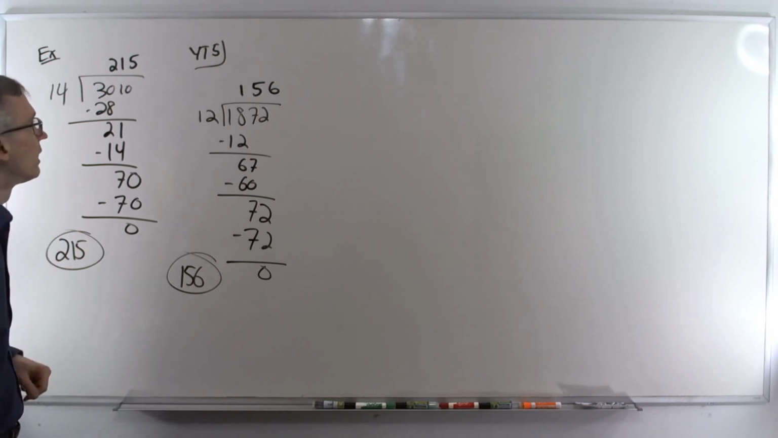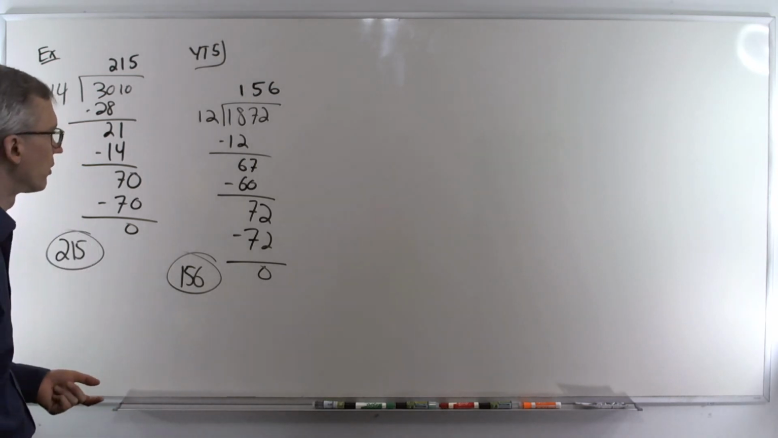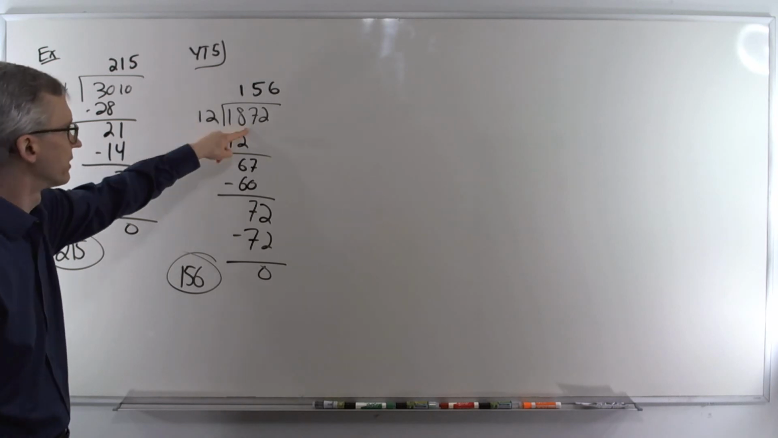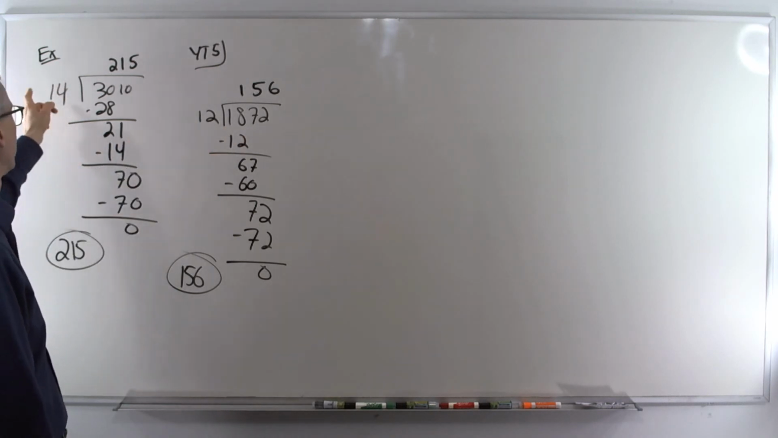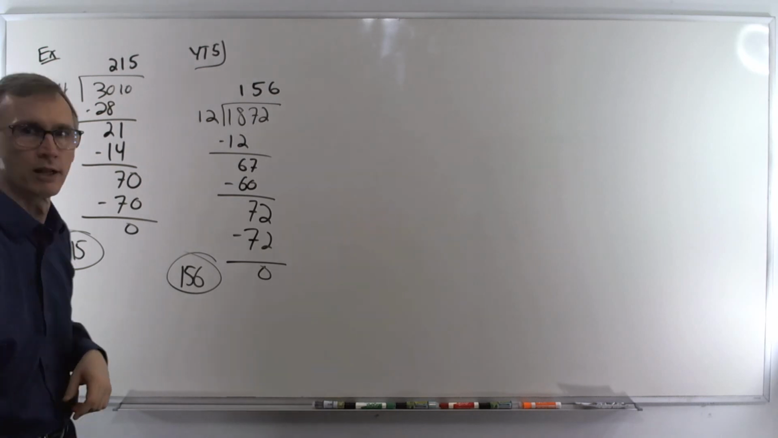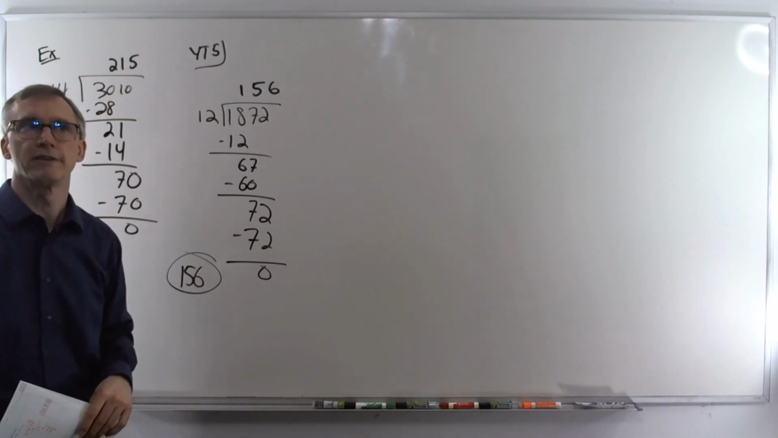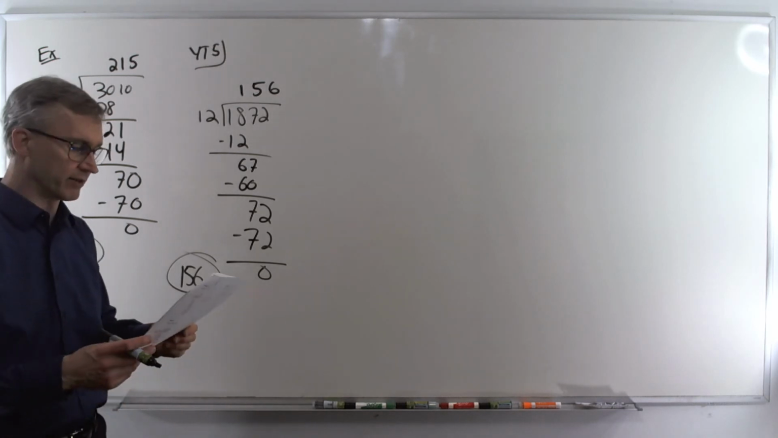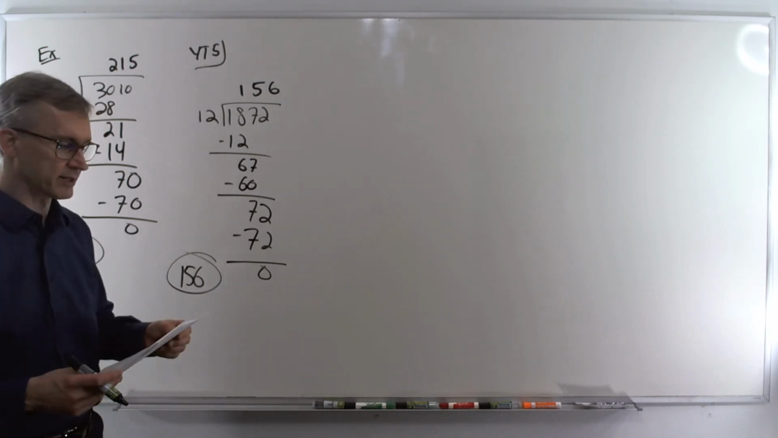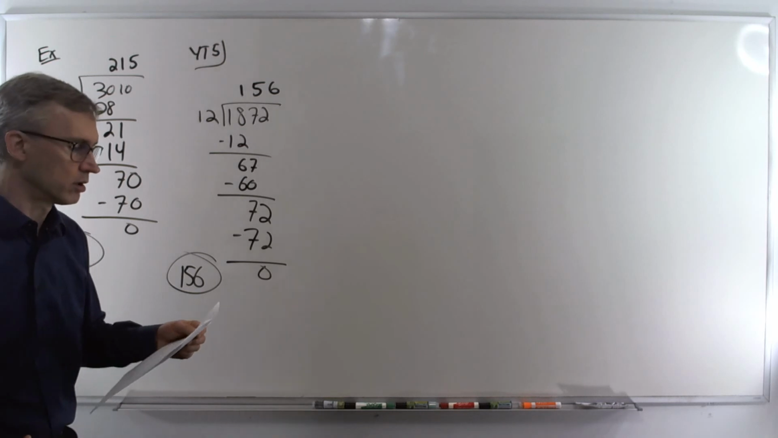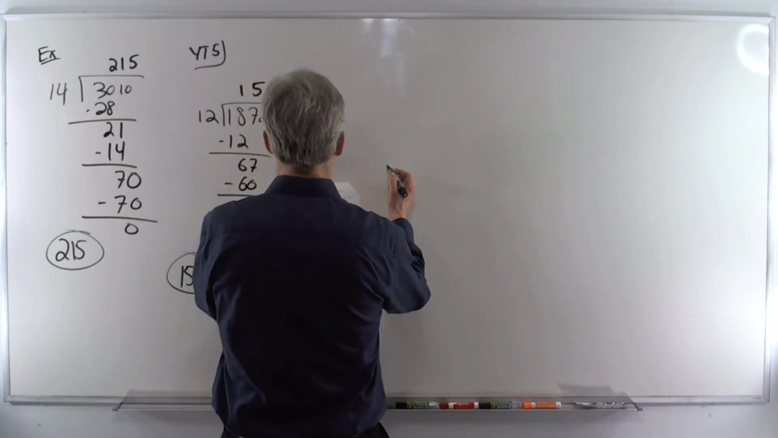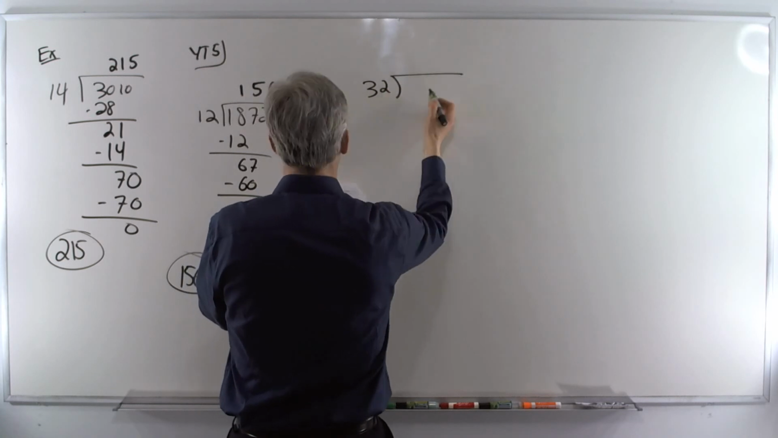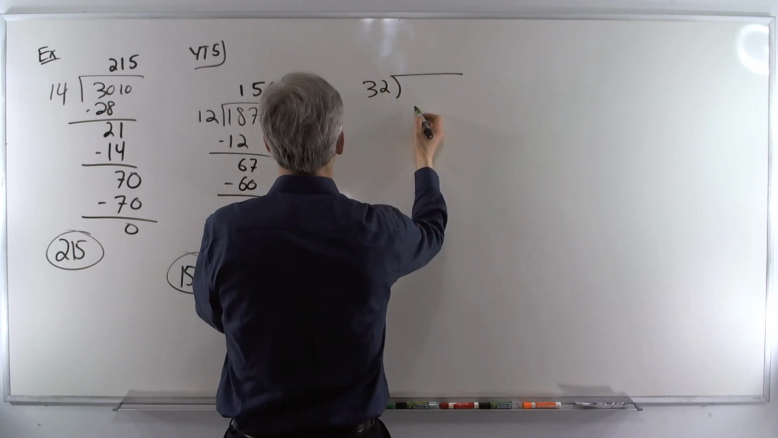Now, all the exercises we've seen so far, we've had evenly dividing numbers. So 12 divides evenly into 1872, 14 divides evenly into 3010, but that often doesn't happen. In fact, it usually doesn't happen. It's pretty rare that something would divide evenly like that. So let's look at an example of division with a remainder. So we're going to divide 32 into 1036.